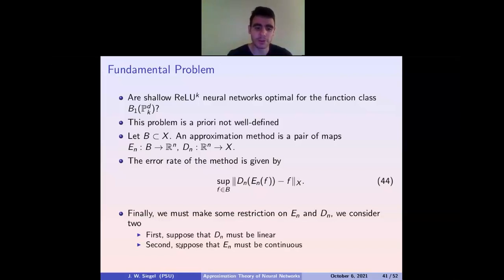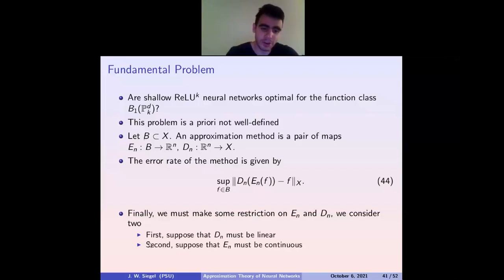So the first restriction we're going to consider is, suppose that my decoding map here has to be linear, right? So my map from Rn to X has to be linear. This basically means that we're approximating the set B by a linear subspace of X. Okay, so we're using linear approximation methods.